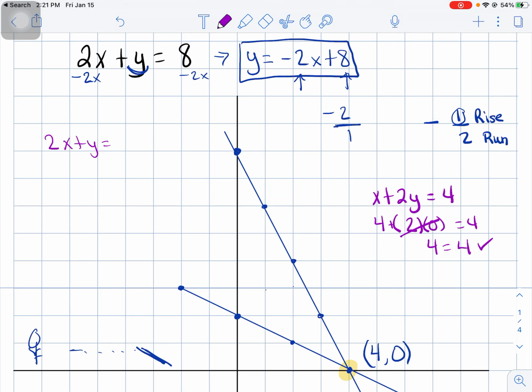2x plus y equals 8. Well, 2 times 4 plus 0, does that equal 8? Well, 2 times 4 is 8, plus 0 stays 8, is 8. So yes, it works. So we want to make sure that we're plugging back in to verify.